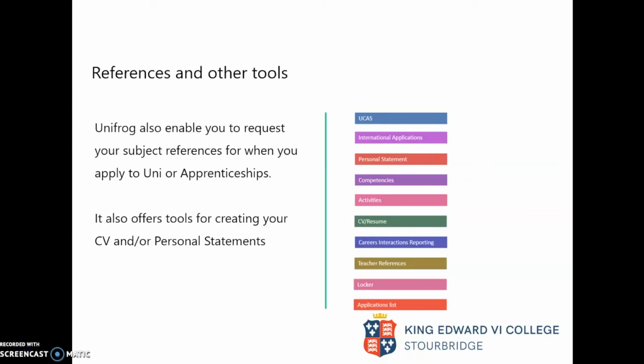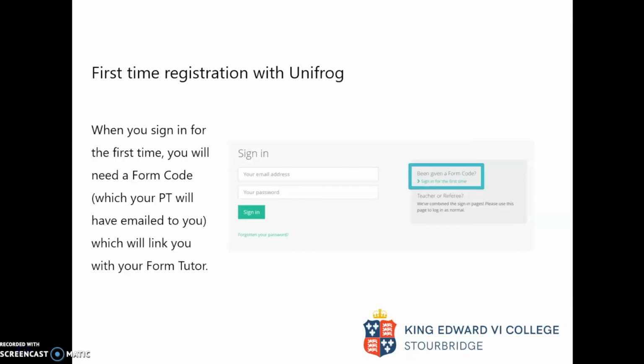Unifrog is also useful as a tool for references, and it's through Unifrog that you can request subject references from your teachers that you will then use to apply for university or apprenticeships. And there are also tools on there to help you create CVs and personal statements and so on.